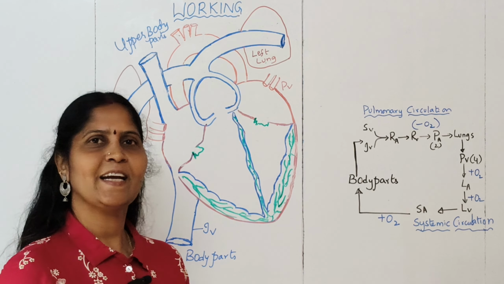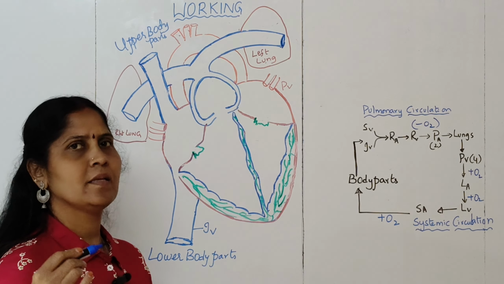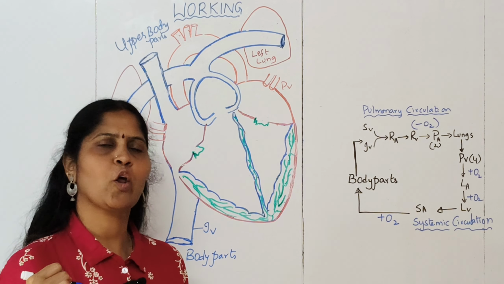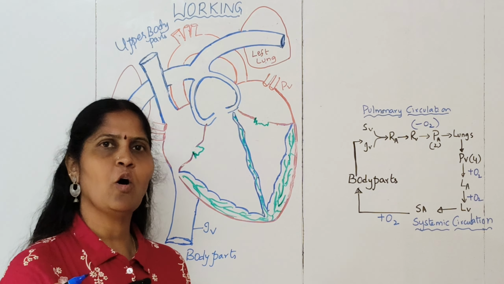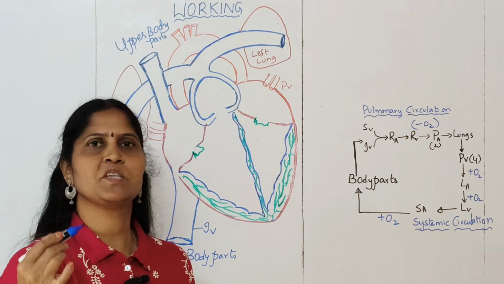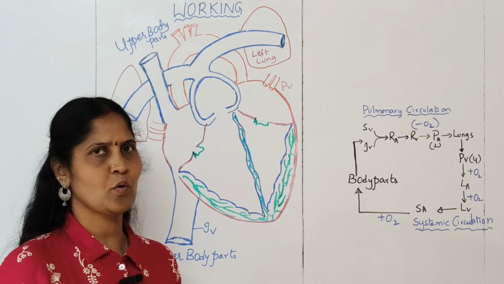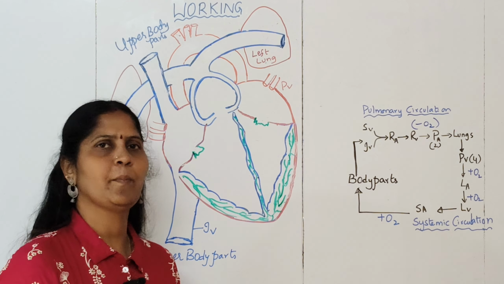So today let us understand about the working of the human heart. The human heart is the main pumping organ of the body. It will pump the oxygenated blood throughout your body. It will receive deoxygenated blood, purify that, and pump the oxygenated blood throughout the body. Let us see how this happens.